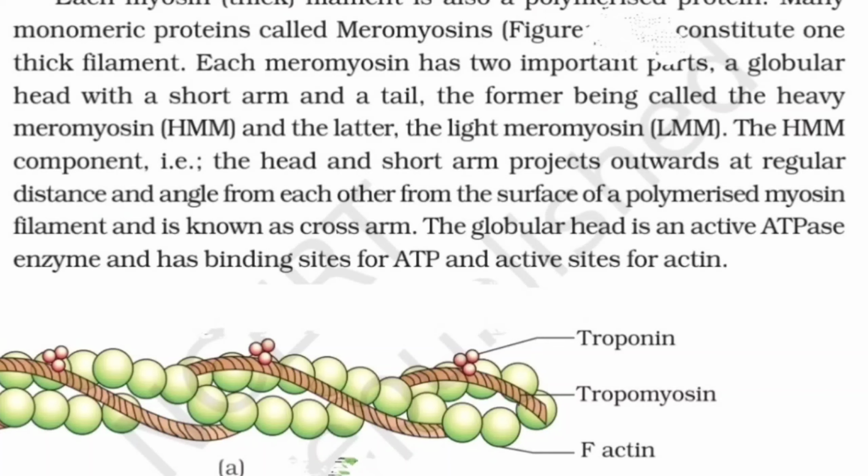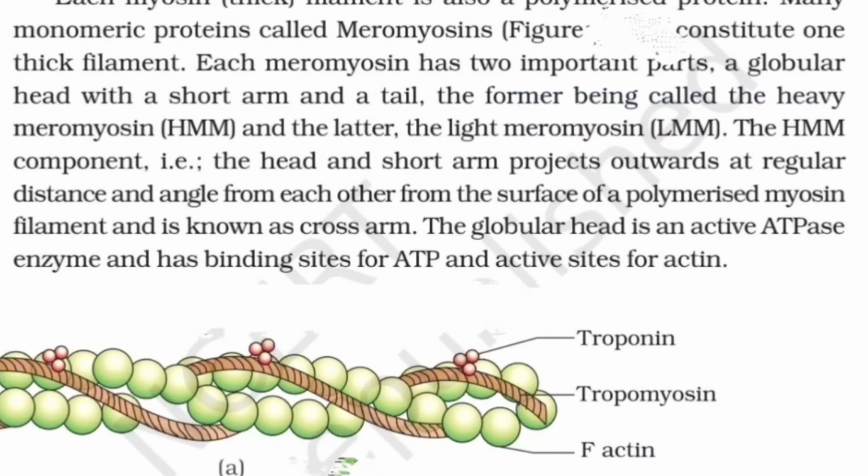So the meromyosin constitute the thick filament. The thin filament is actin, and the thick filament is the myosin. Basically, the meromyosin constitute the myosin. Here each meromyosin has two important parts.